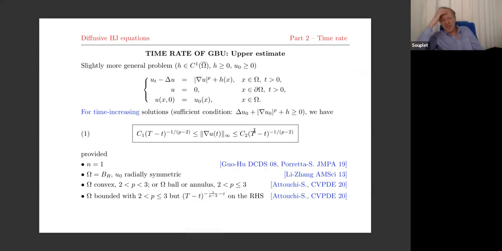The answer is basically that it is sharp for time increasing solutions, or at least solutions which are time increasing in some neighborhood of the boundary. Unfortunately, if you just take the original problem without this forcing term h of x, you have no time increasing solutions. This is easy to see because of the maximum principle.